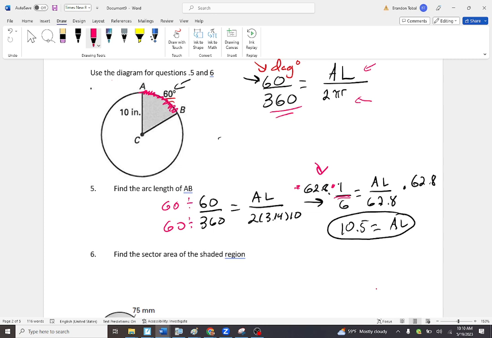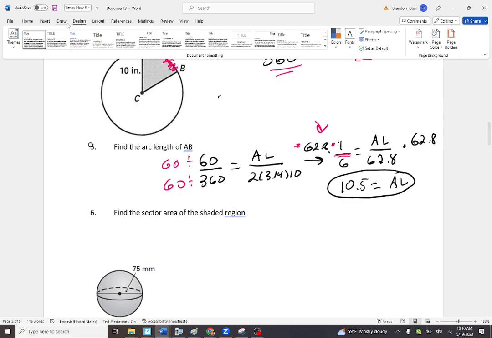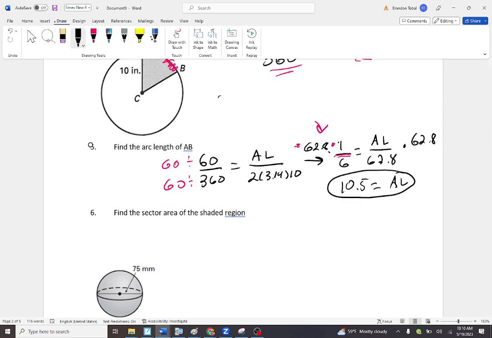We're going to do the same thing with sector, which is almost the same thing, except a little different. So we're using the same circle. We're going to find the sector area. So in this case, it's going to be 60 over 360. It's still that because that's how much is shaded.